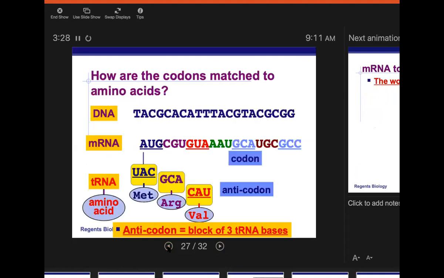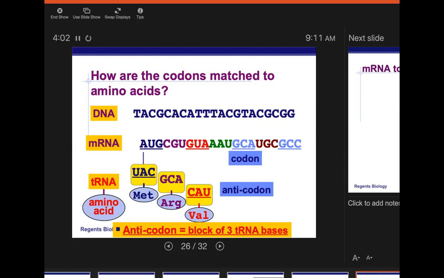So we call this translation. DNA we transcribe into mRNA, and then we translate the mRNA into a protein. And tRNA, or transfer RNA, is how that happens. The tRNA that we talked about yesterday brings the amino acids to the ribosome.